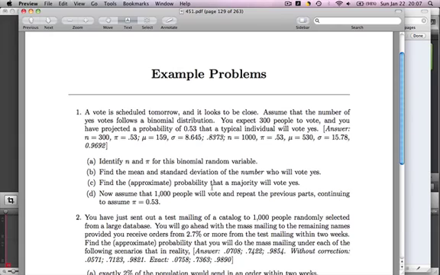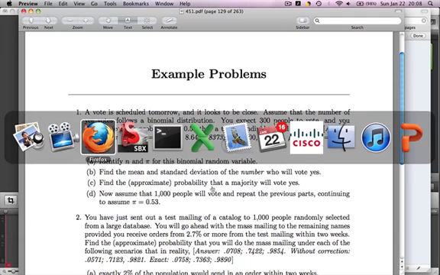We're to assume that the number of yes votes follows a binomial distribution and that we expect 300 people to actually vote in this, whatever this is. Suppose that the probability that a typical person will vote yes is exactly 0.53. So part A says to identify n and pi for this binomial random variable. So let's go over to the sketchpad and do exactly that. So n is 300 people and pi is going to be 0.53, which is the probability that someone votes yes.